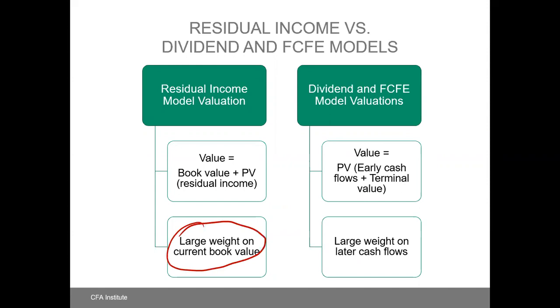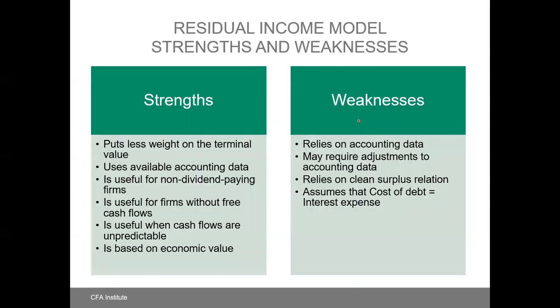Okay, but there is a little bit of difference, as you already have seen, that residual income puts large weight on current book value, but in the FCFE and the dividend discount model, can you recall, the terminal value gets larger weight. Terminal value gets larger weight in this valuation. Okay. So there are several strengths and weaknesses. These are more subtle, and more clear from what we discussed throughout our discussion on residual income.